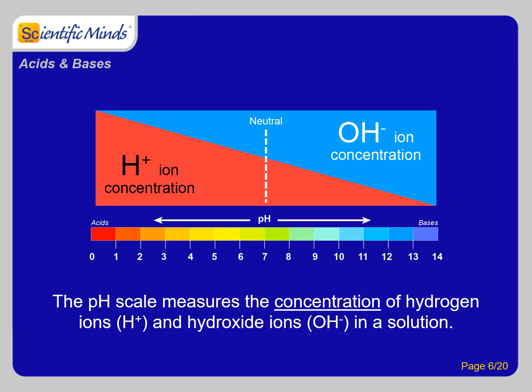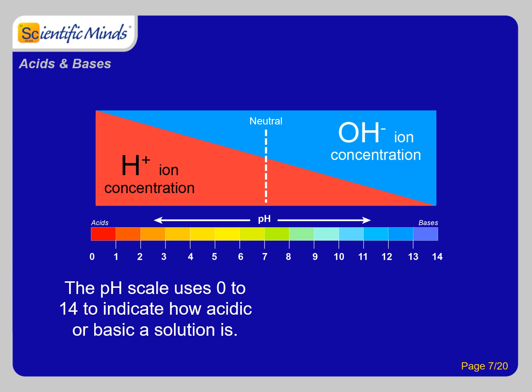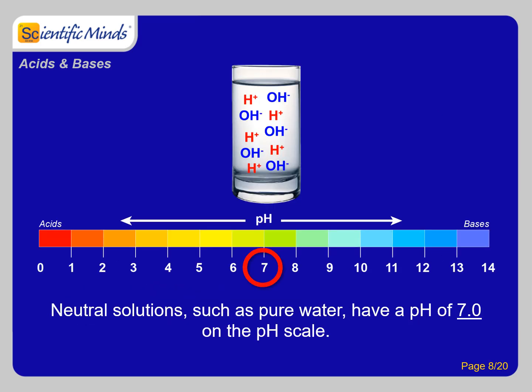The pH scale measures the concentration of hydrogen ions and hydroxide ions in a solution. The pH scale uses 0 to 14 to indicate how acidic or basic a solution is. A base is also called an alkaline solution. Neutral solutions, such as pure water, have a pH of 7.0 on the pH scale.